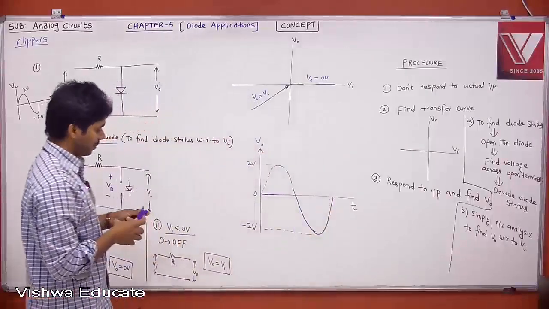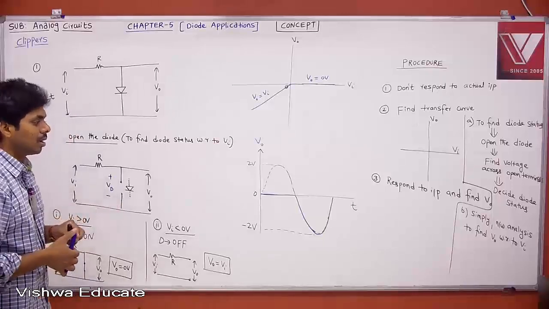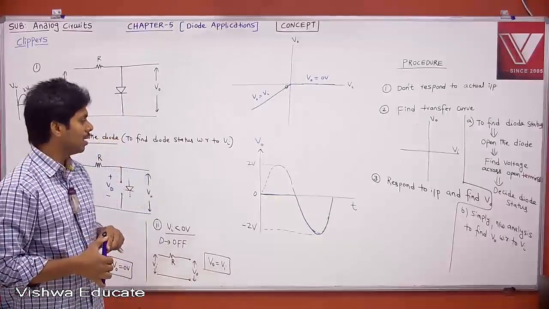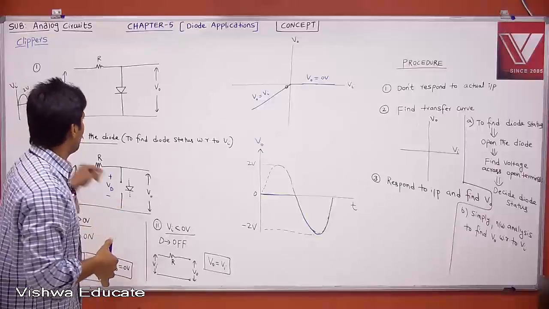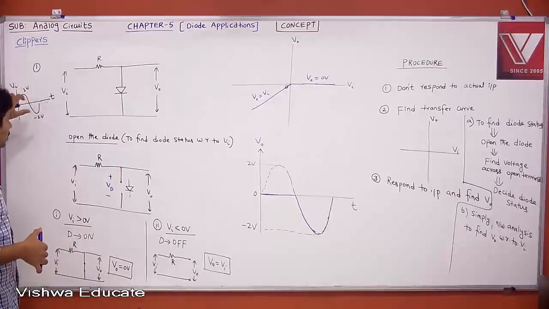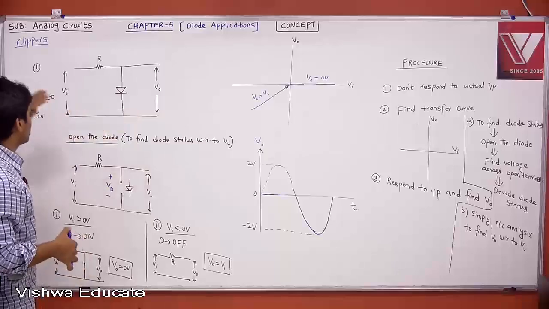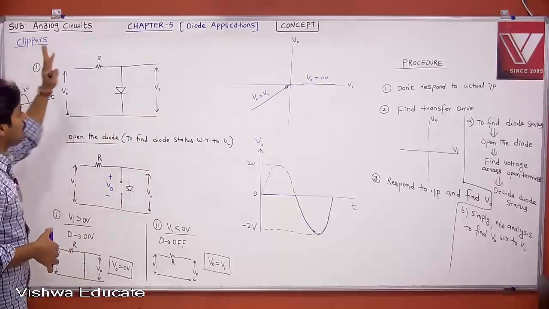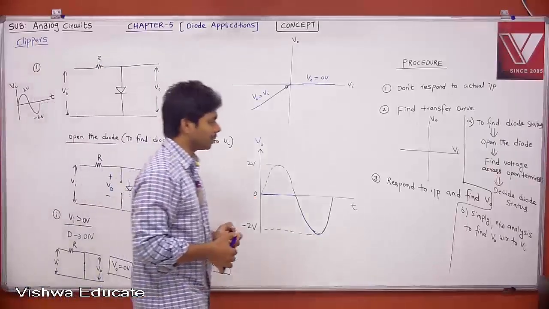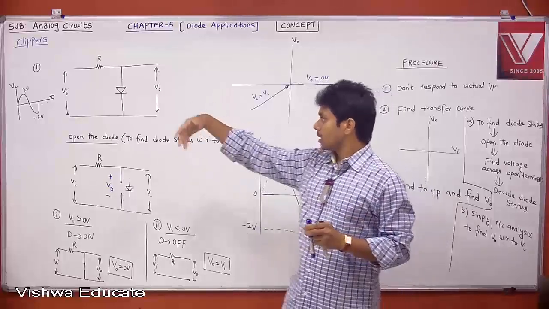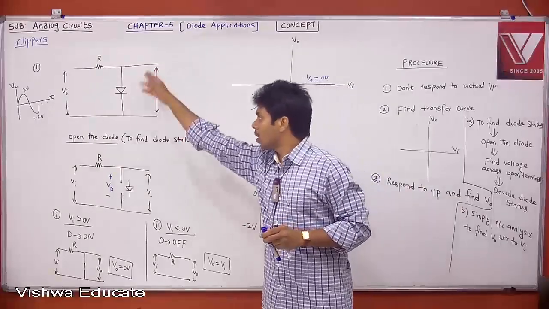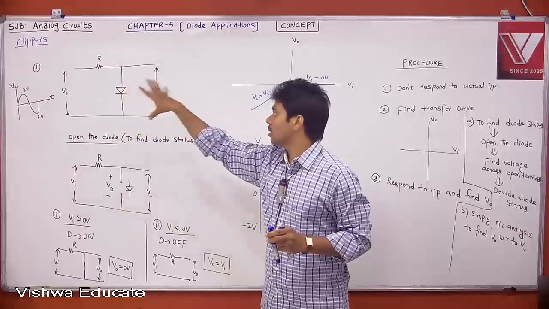Therefore, what is this? It is a positive clipper, meaning all positive values are clipped and only negative values are passed. Whatever negative values you have at the input will be passed. Whatever positive values you have at the input will all be clipped. That is your output. I hope everyone understood the procedure. Maybe for this you can apply it directly: positive swing, diode is on, V0 is 0; negative swing, diode is off, same as input.